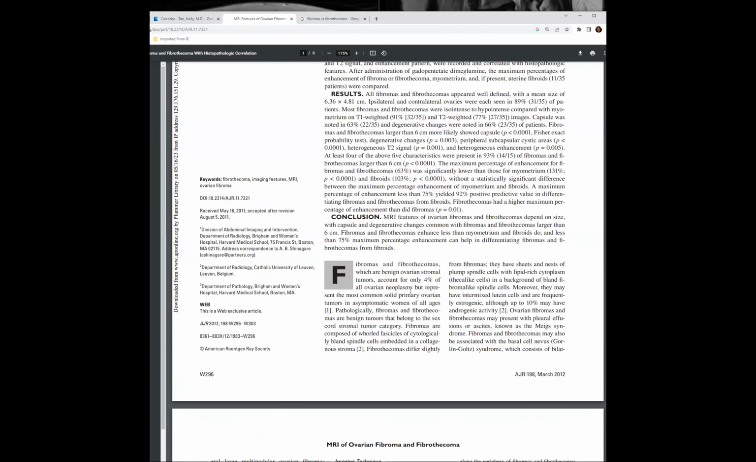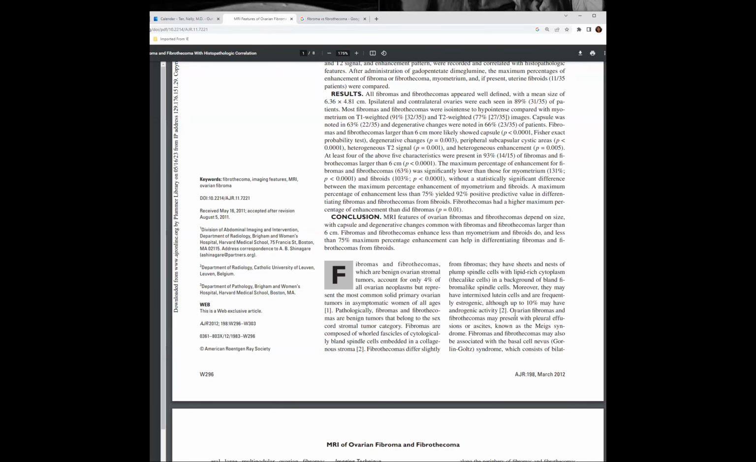So they, fibromas, I don't know that we can tell the difference on MR, but pathologically there is a difference between fibromas and fibrothecomas. Like it says here, for example, fibromas have these whorled fascicles. I mean, these are just words for me, I don't know what they look like. But fibrothecomas differ because they have sheets and nests of plump spindle cells.